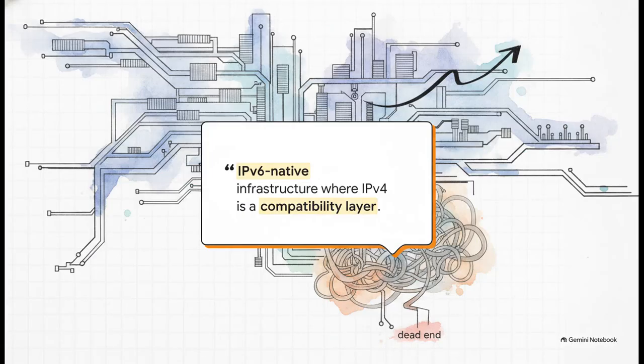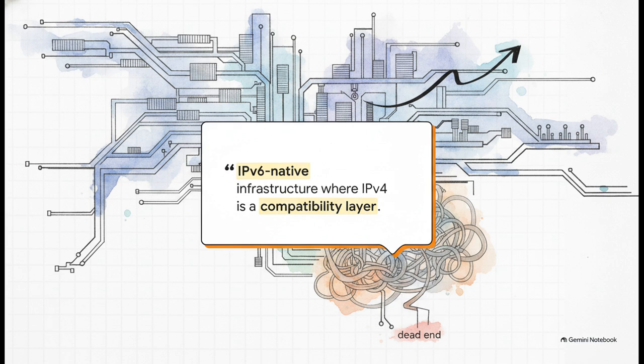I want to wrap up the structured portion of this explainer by emphasizing a core quote: IPv6 native infrastructure, where IPv4 is a compatibility layer, not the other way around. That is the ultimate architectural goal. Continuing to rely on highly complex NAT setups is just a dead end. Treating IPv6 as the primary default foundation is literally the only architecture that will scale, simplify, and secure your network for the next decade.